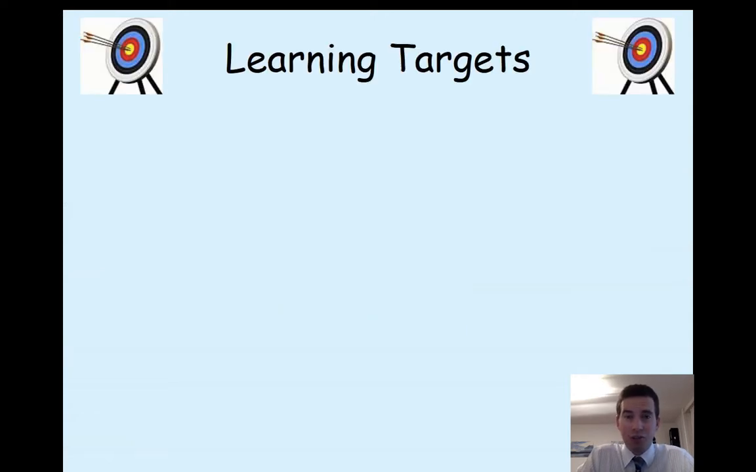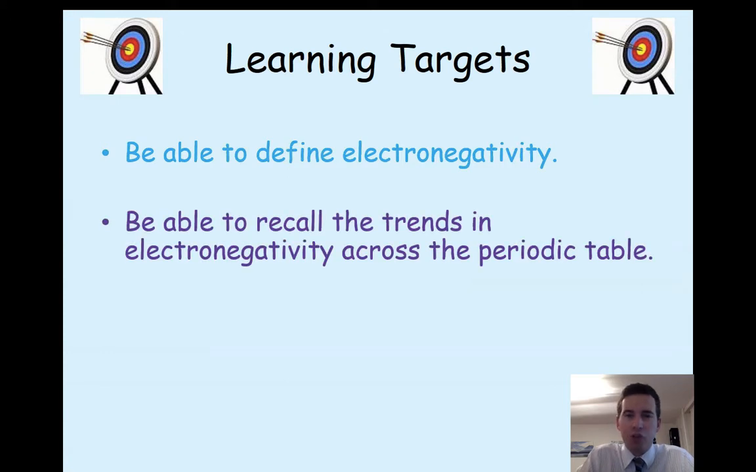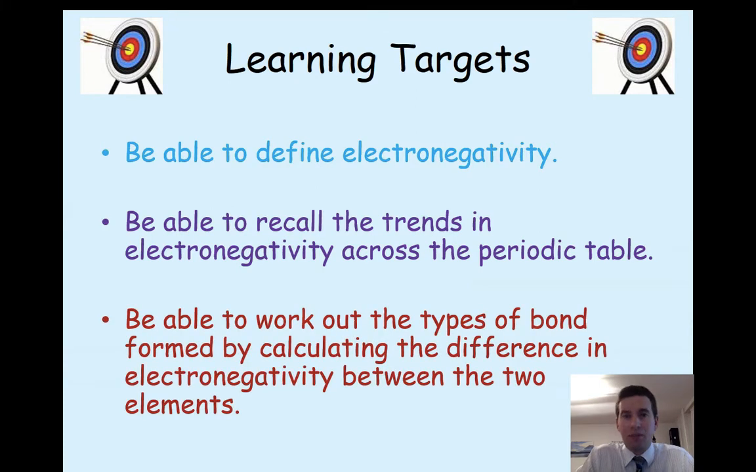So learning targets for this video are to be able to define a key term in electronegativity, be able to recall the trends in electronegativity as you go across a period or up and down a group, and you should be able to work out the type of bonding based on differences in electronegativity.